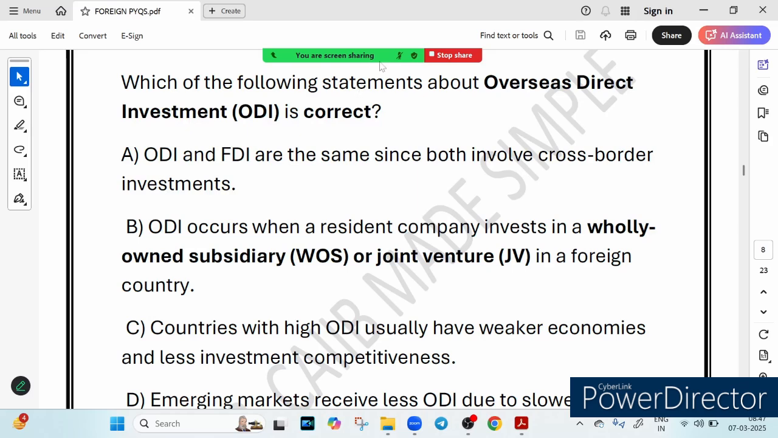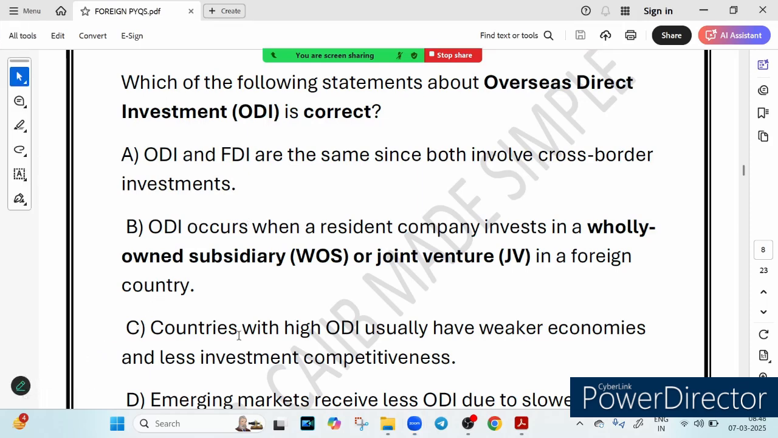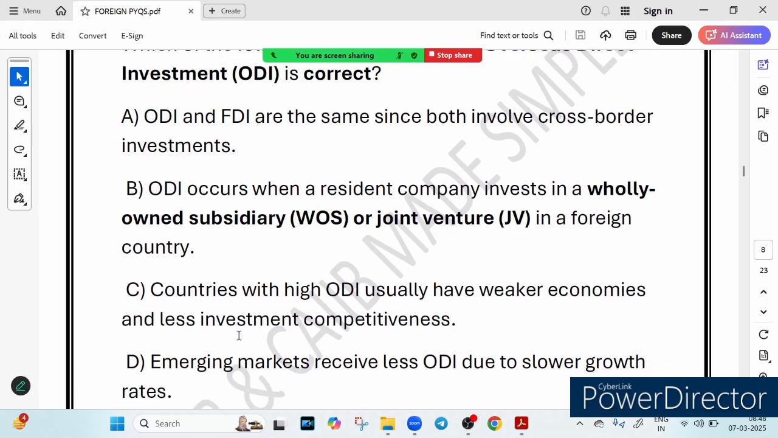Option number A, ODI and FDI are the same since both involve cross-border investment. Option number B, ODI occurs when a resident company invests in a WOS, wholly owned subsidiary, or joint venture in a foreign country. Option number C, countries with high ODI usually have weaker economy and less investment competitiveness. Option number D, emerging markets receive less ODI due to slower growth rate. So take a moment to think about it. Got your answer? Let's break it down.